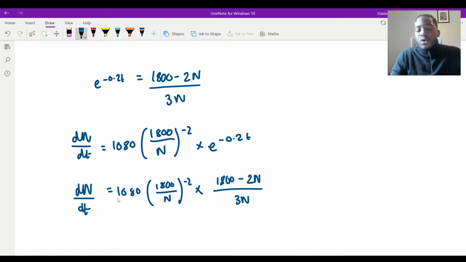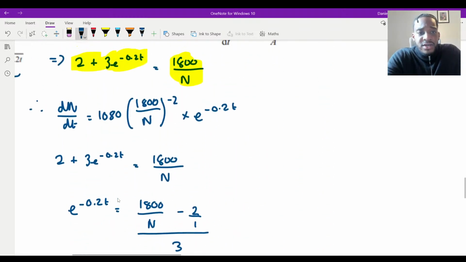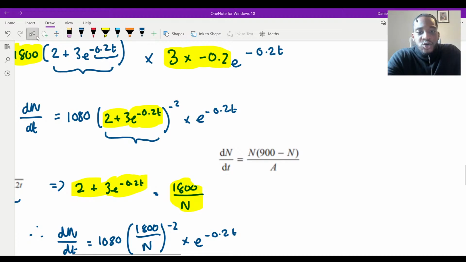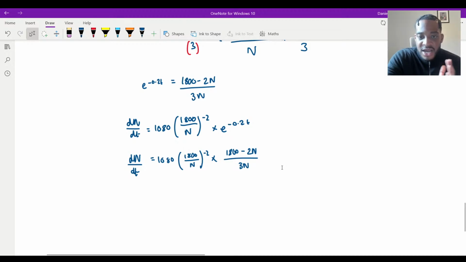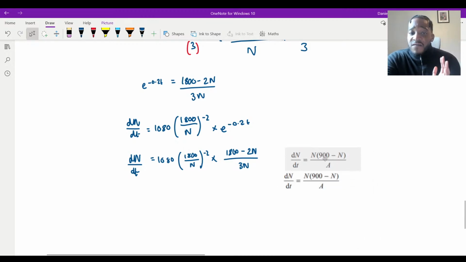This is really good progress. Obviously, we're still trying to get there, but it's good progress because we've eliminated the variable t and got it all in terms of n. This is definitely on the right track. Now it's just about algebra and tidying up and being very, very careful.